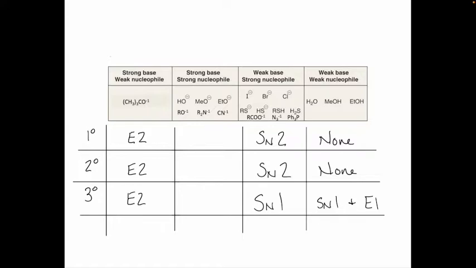All right, and then the trickiest one, I think, is what happens when you have both a strong nucleophile and a strong base. In this category, the primary will still undergo substitution reactions, but the secondary and tertiary will instead undergo elimination reactions. The reason why is, let's say that we have two compounds, one of them is primary and one of them is secondary.